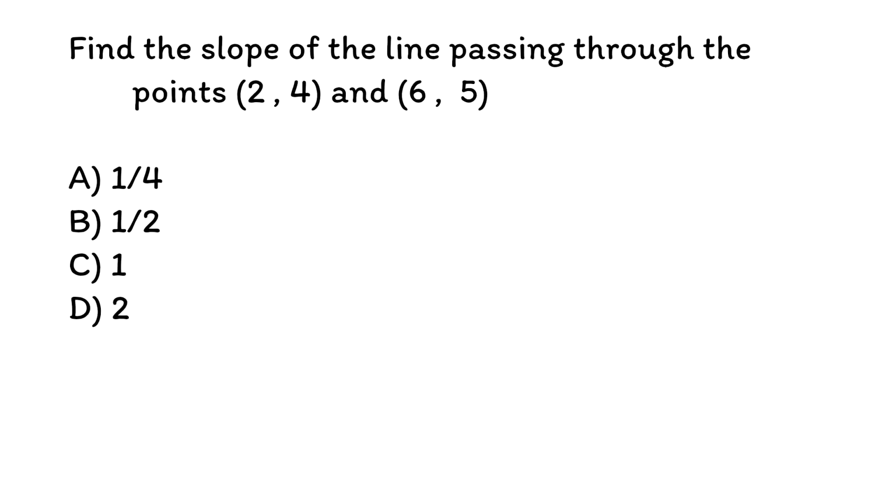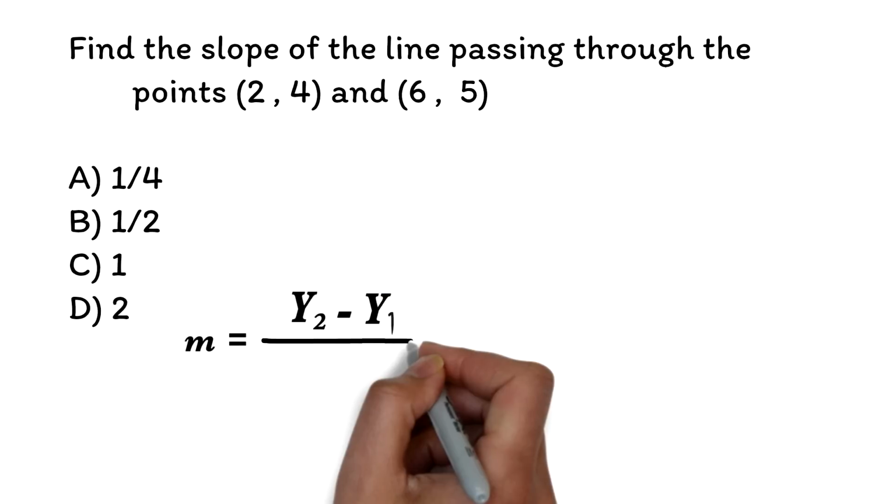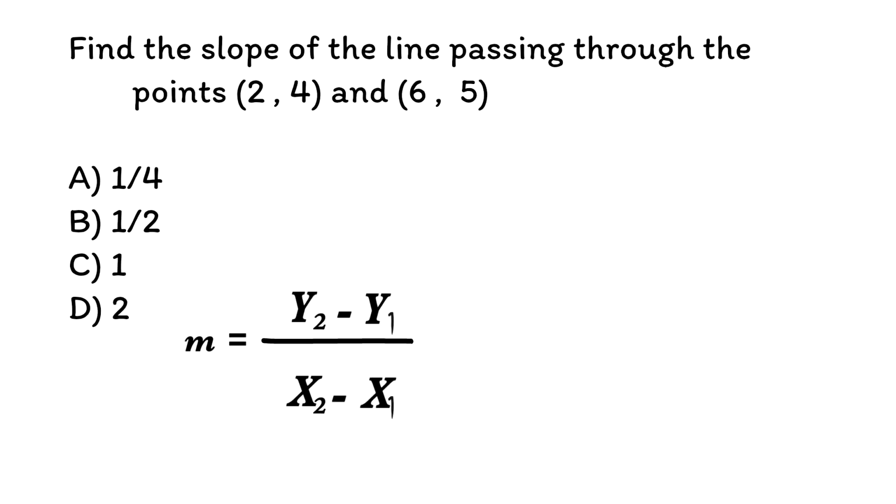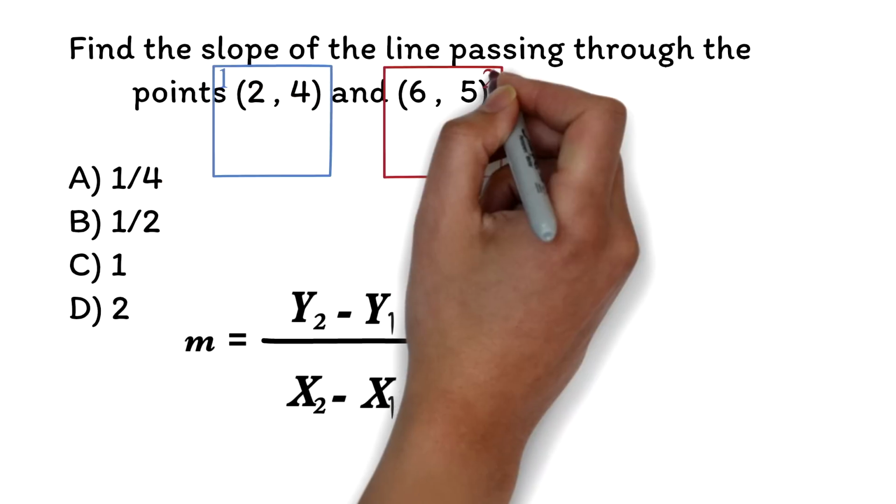To find the slope of a line given 2 points, we will use the slope formula. M equals y2 minus y1 over x2 minus x1. Formulas are given on the GED, so don't worry too much about it. Please note that you can call any of the points 1 or 2. I'm choosing this as 1 and this as 2.